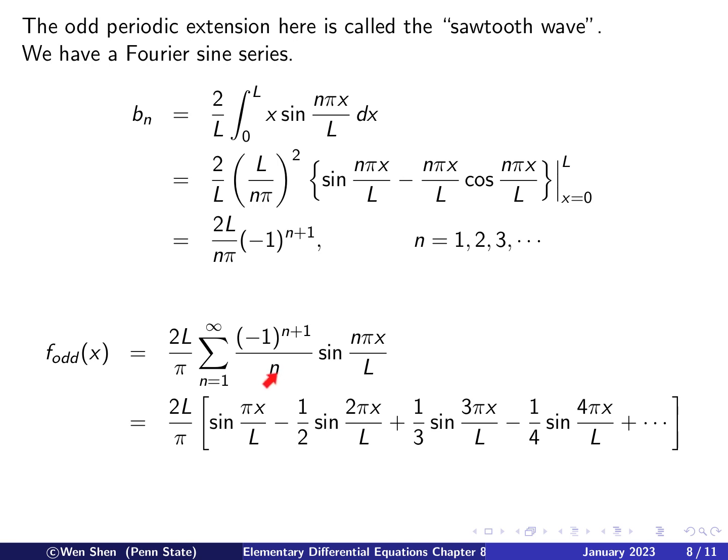And when n equals 1, this becomes an even function. That becomes 1. So I get sine pi x over L with a positive sign. And then each other term will have alternating signs, because here is negative 1 to the power n plus 1. Therefore, when n is 2, we get a negative term here. And then when n is 3, we get a positive term. And then when n is 4, we get again a negative term with 4 here and the 4 here, which is here, and so on and so forth.